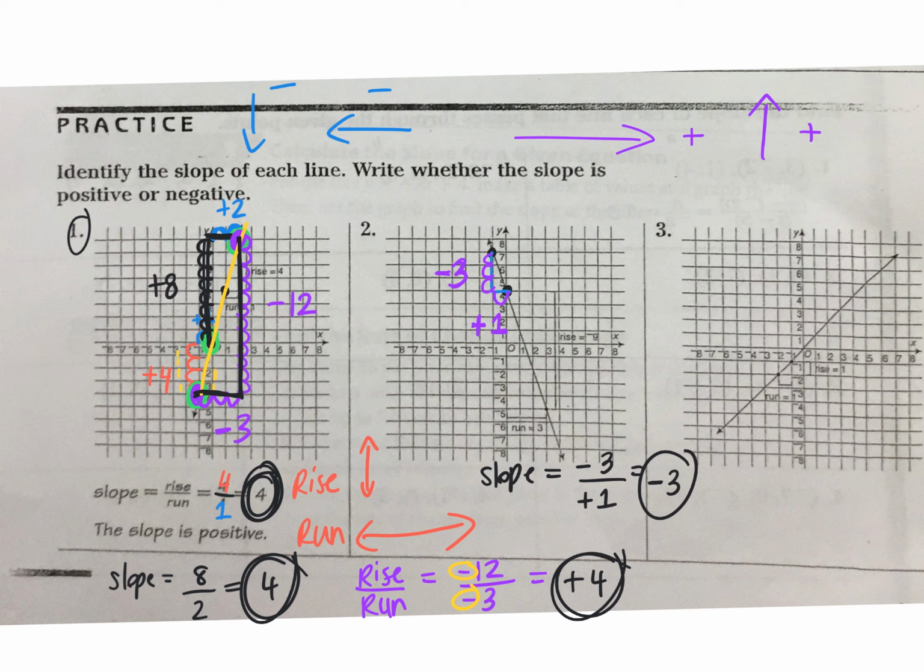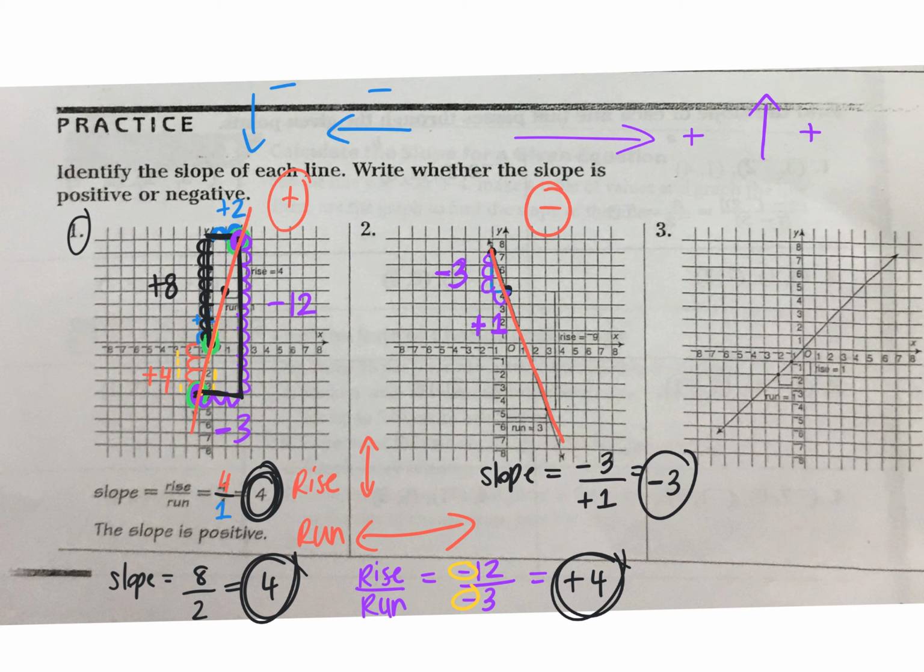And like we discussed, any line that falls to the right will always have a negative slope. Any line that rises to the right will always have a positive slope. So just by looking at this, not even calculating anything for number 3, is it going to have a positive or negative slope?